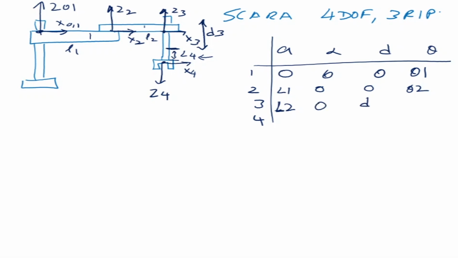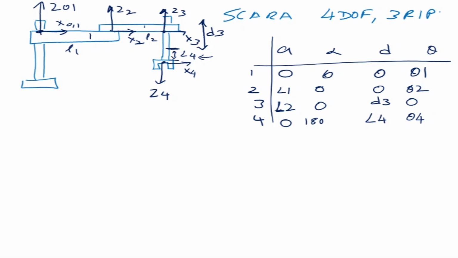Something to note is that the variable here is D3, which is the prismatic joint, and there is no rotating axis there. Now for the fourth axis, z4 is pointing downwards while z3 is pointing upwards, so there is a 180 degree shift. The z3 axis is rotated by 180 degrees about x3 and becomes the z4 axis. This is my L4, the distance along the axis when D3 changes, and this is my theta 4.